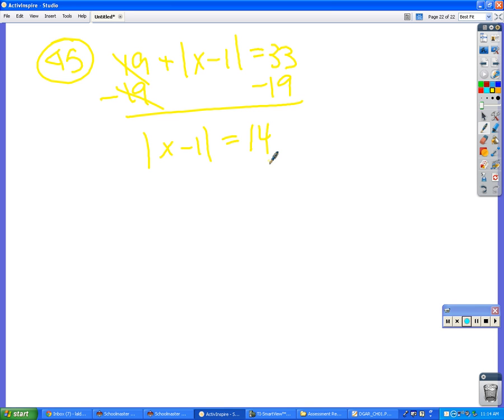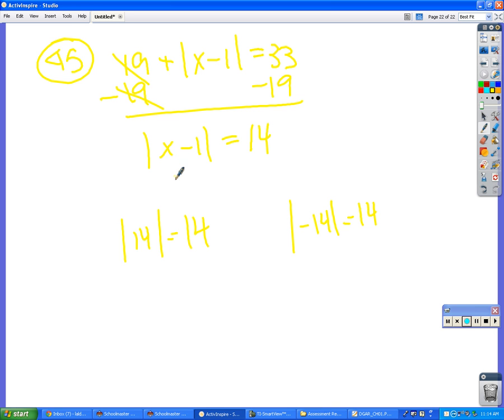14, okay, so I know that the stuff inside the absolute value might be 14, because the absolute value of 14 is 14. What's another thing that I could take the absolute value of and get an answer of 14? Negative 14, good. Remember the absolute value you think about as the distance from 0. 14 is 14 away from 0, but negative 14 is also 14 away from 0. So if I get this stuff inside the absolute value to equal 14 or negative 14, I'm good to go. So what could x equal to make this stuff inside here equal 14?